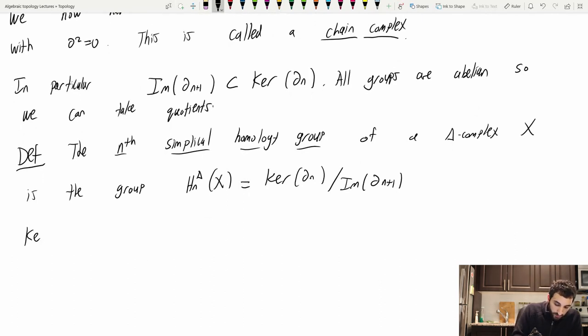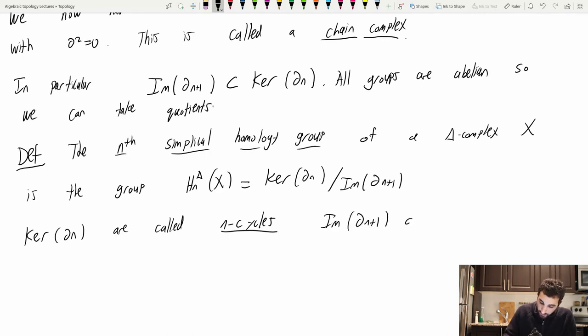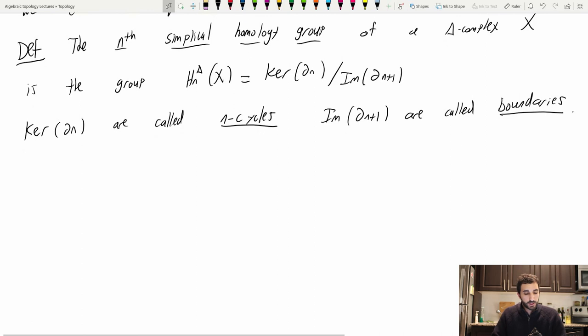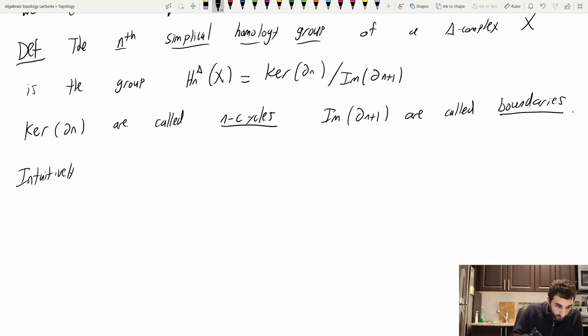Now, let's just have some more names. Kernel of boundary n, these are called cycles. And image of boundary n plus 1, well, they come from a boundary map, so they're called boundaries. And so what's homology measuring here? So intuitively, cycles are objects with no boundary, right? The boundary map takes them to zero.